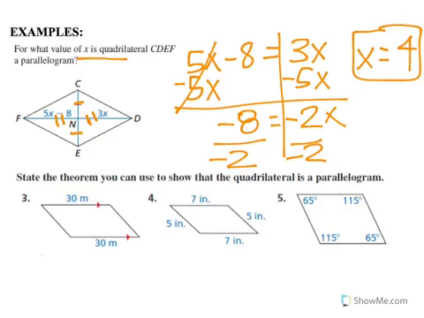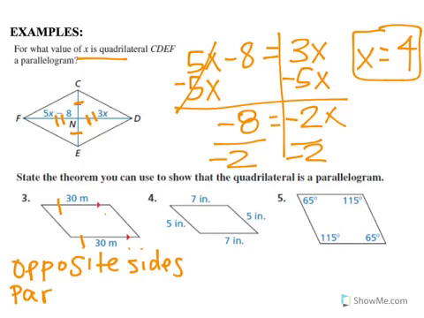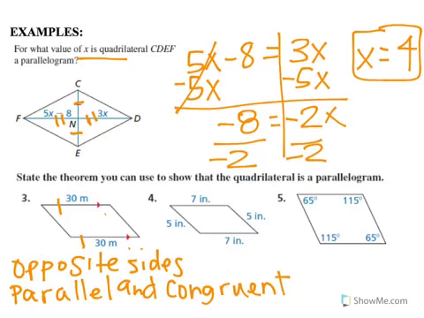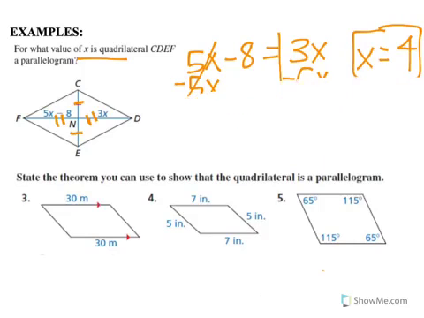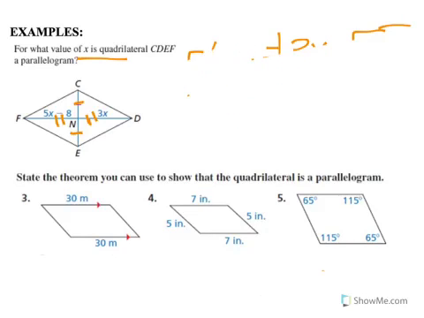So let's see what's going on in number 3. They're telling us by the arrows that these are parallel. So we know that they are parallel and they're both 30 meters, so they're also congruent. So we can go back and look at the theorems that we talked about earlier, and it would go with the opposite sides parallel and congruent theorem. It's hard to write on here, sorry. Okay, so that's the answer for number 3. Let's look at number 4. And I'm just going to erase this so it's not on the screen.